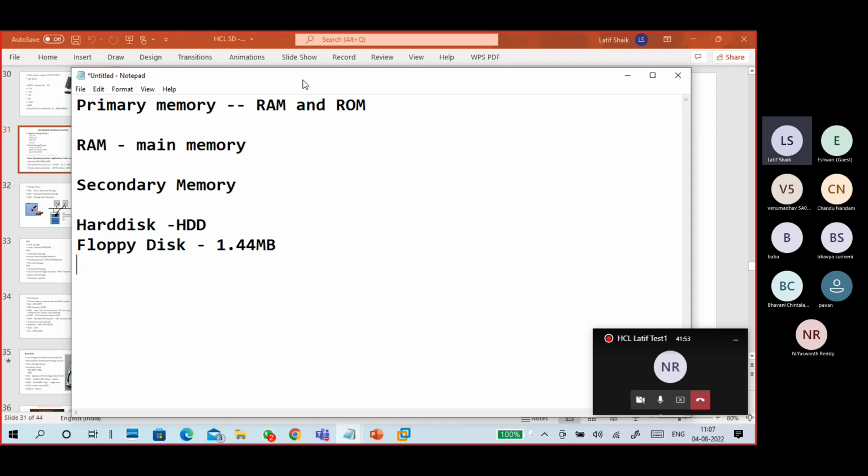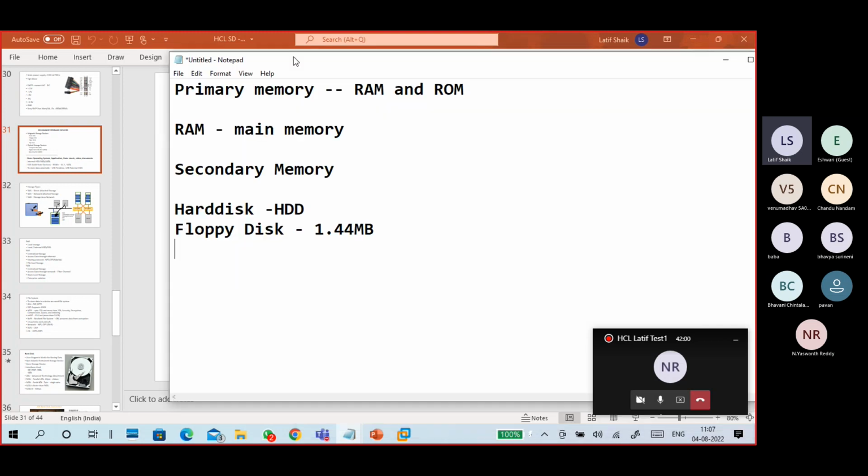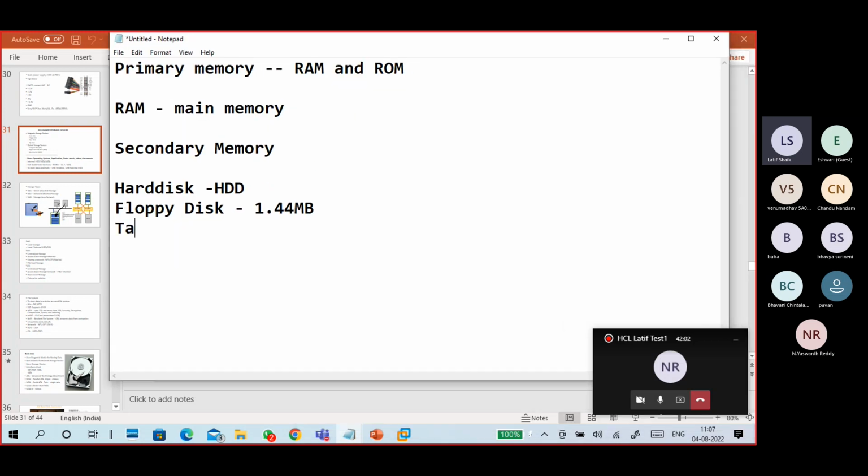Other things are there, like CD-ROM. And tape drives and zip drives; why they are split, I will also discuss. Hard disk drive: when you say hard disk, it is a hard disk drive. Floppy disk drive. Okay, tape drives.